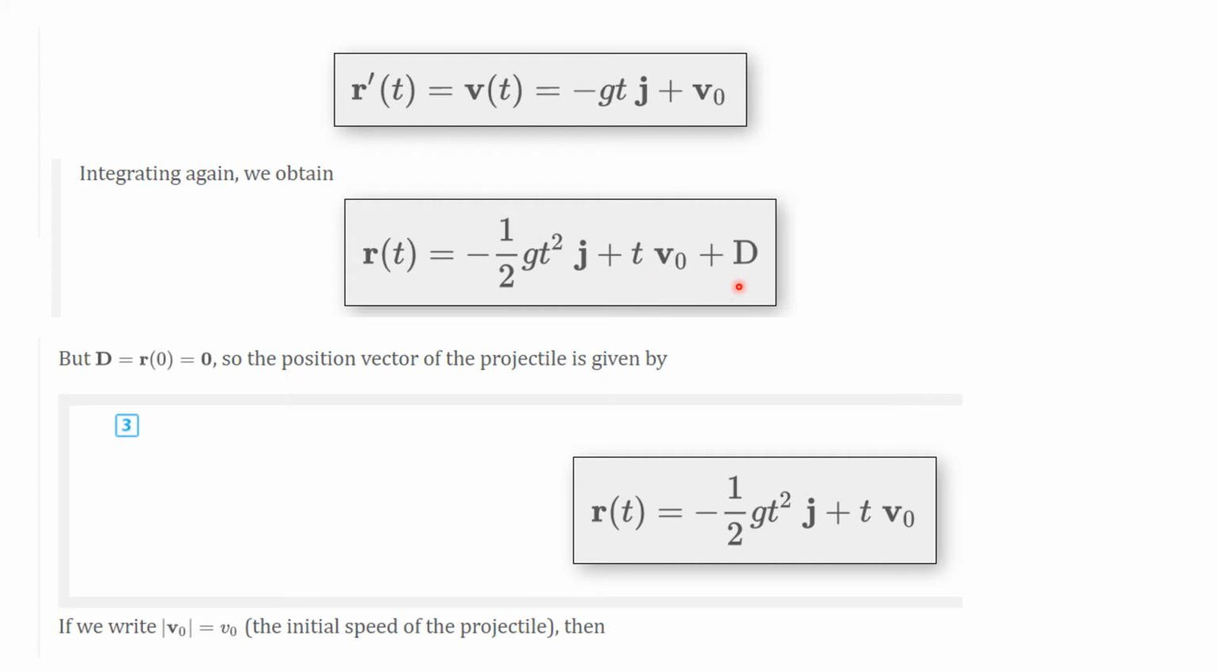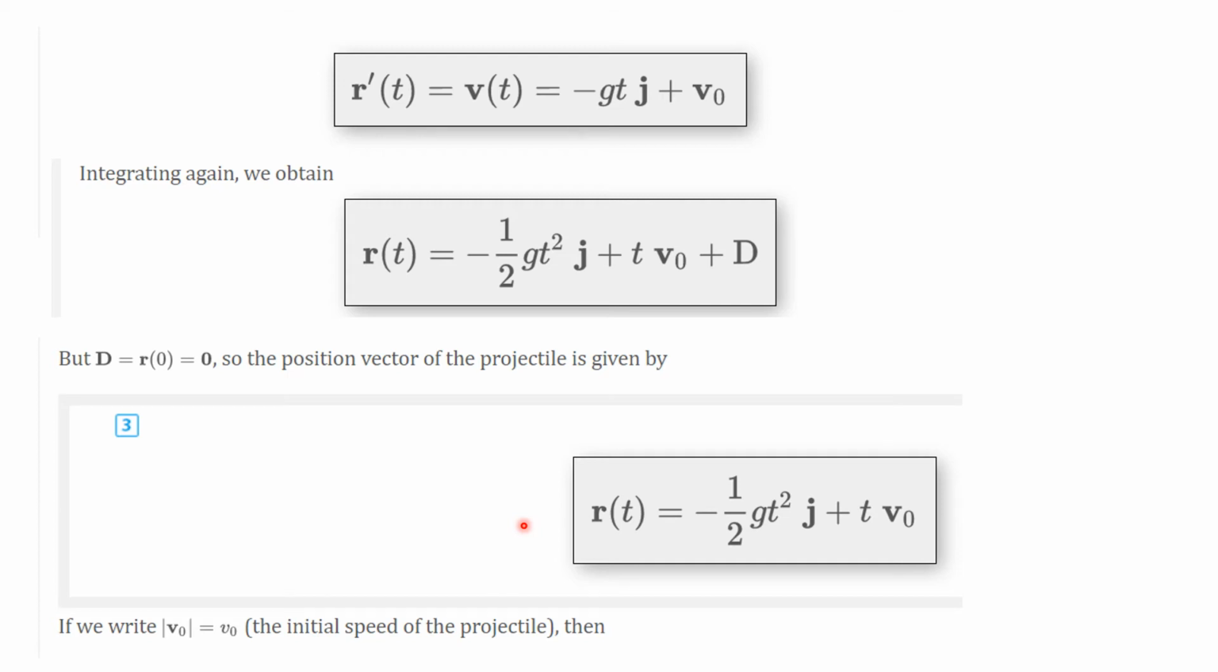And now you get another vector, which is d, which is the vector of the constant of integration. But in our problem, the way we set up the coordinate system, we started at 0, 0. So d is equal to r at 0, and that is the 0 vector. So the position vector of the projectile is given by r of t is equal to minus 1/2 g t squared in the j direction plus t times the vector v0.